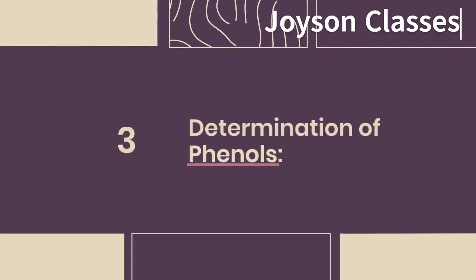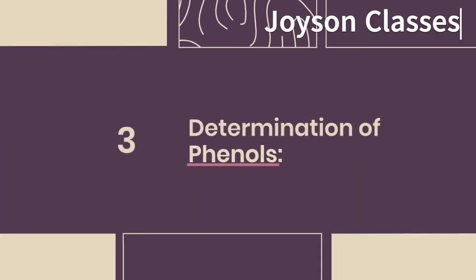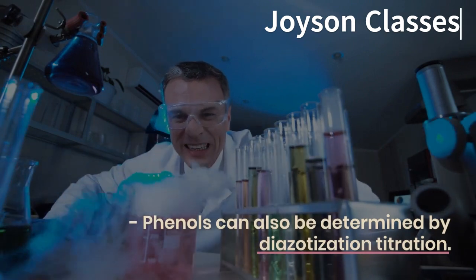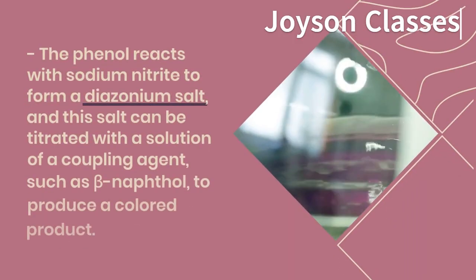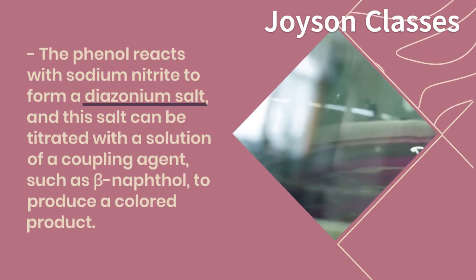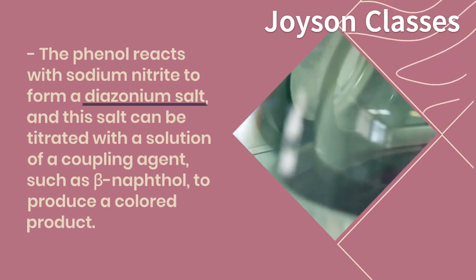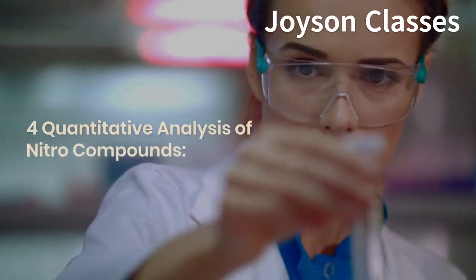3. Determination of phenols. Phenols can also be determined by diazotization titration. The phenol reacts with sodium nitrite to form a diazonium salt, and this salt can be titrated with a solution of a coupling agent, such as beta-naphthol, to produce a colored product.